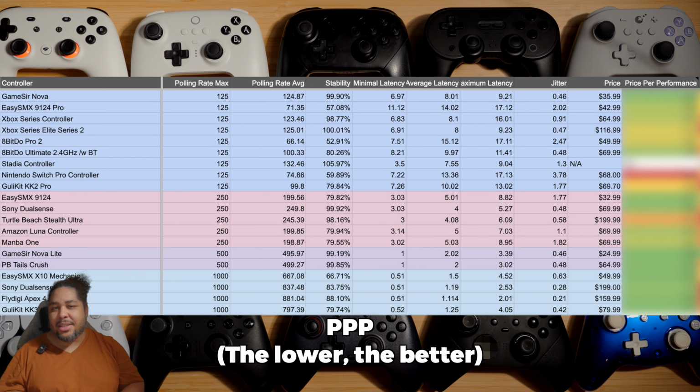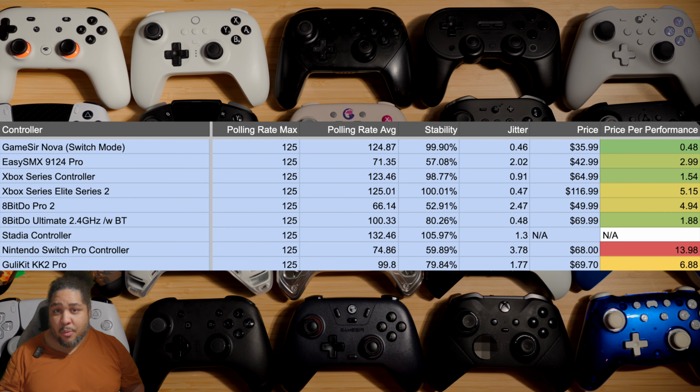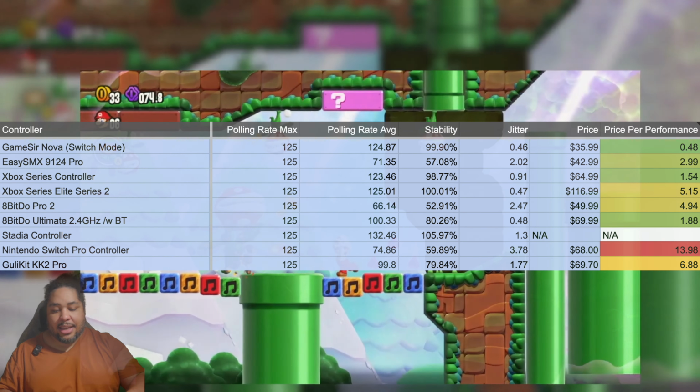What price per performance is, in a nutshell, is extremely straightforward. We're just looking at polling rate versus price. Where is the best value here? And especially when looking at that, I think it's important to divide them by different polling rates, right? So let's start with the 125s. At 0.48 with the GameSir Nova is this one.